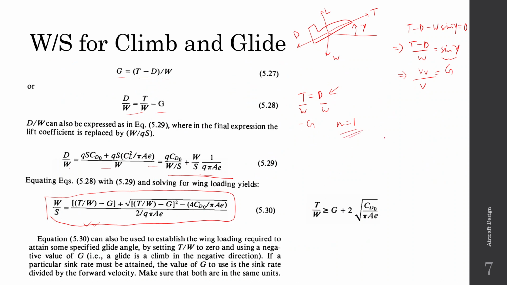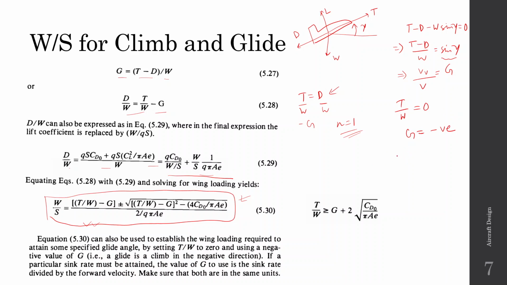And also the load factor is 1. Now this equation which we derived here can also be used for gliding flight. For gliding flight, we put T by W equal to 0, and the glide ratio is some negative value. Okay, we put a negative value. Why? Because during gliding the angle gamma is negative, so sine gamma will be negative.